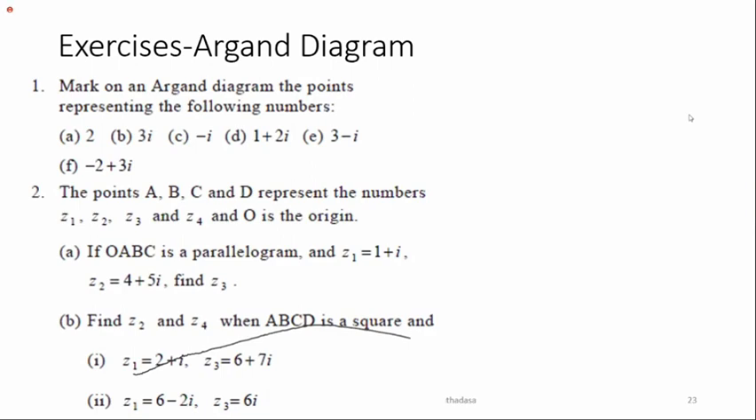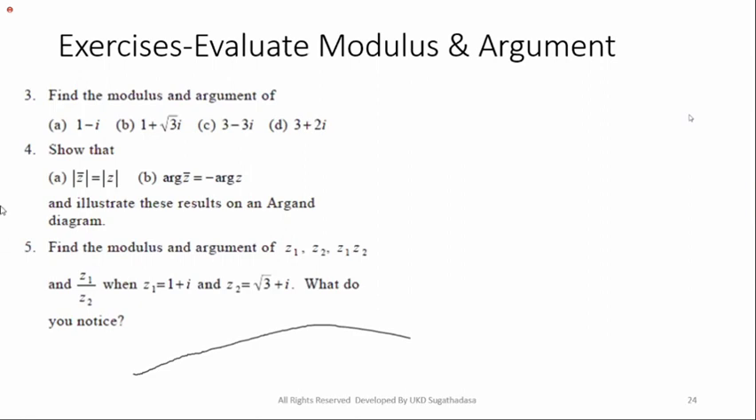Modulus and argument exercises. See question number 3. With a complex number given in Cartesian form, you'll be able to calculate the polar form by finding the modulus and the argument. Remember, plot the point on the Argand diagram and find the modulus and the argument. You won't get special angles every time. Sometimes you have to use the calculator to get the angle. You get 59.5 and like that. These are some of the questions.